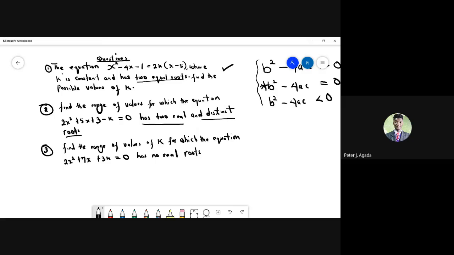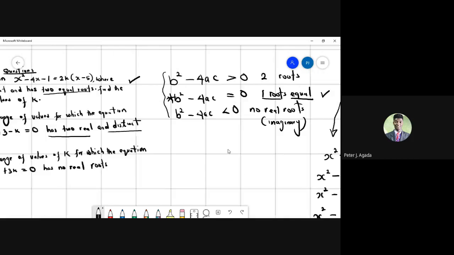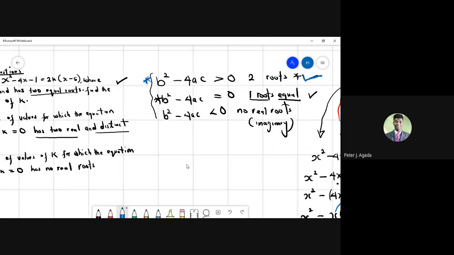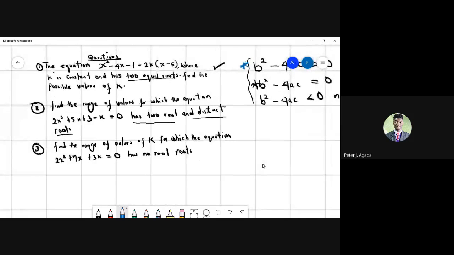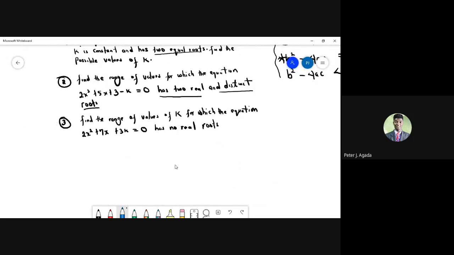Now, which condition from this list here towards the right has two real and distinct roots? As you can see, the first condition satisfies it. So I'll just use the blue to mark it out. This is the condition that we're going to use to satisfy our question 2. Remember, you can always pause the video at any time. So I'll just go towards the left and try to solve the question on the left side.